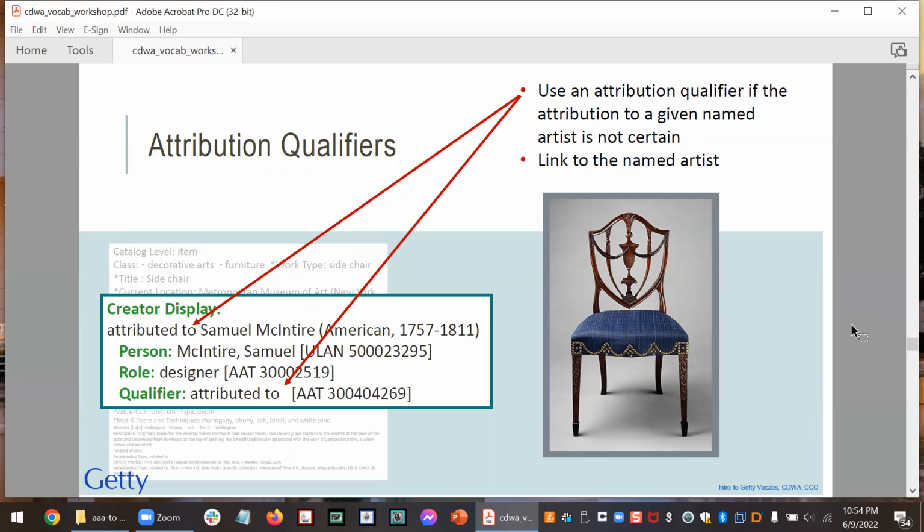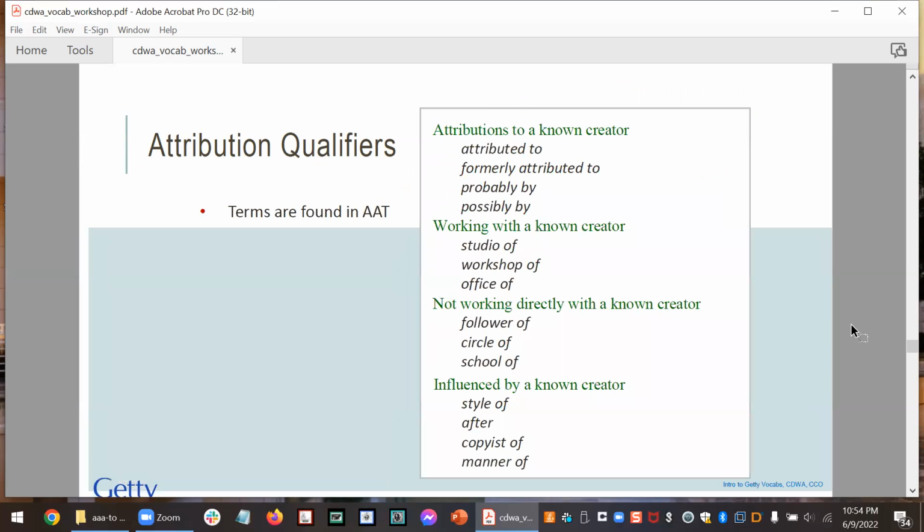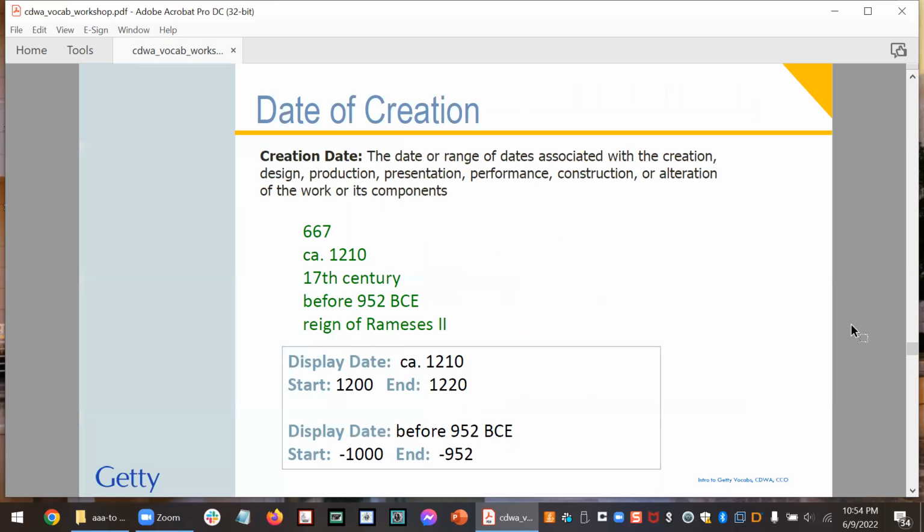Now we advise do not enter in your authority a name, quote, attributed to Samuel McIntyre. Instead, link to Samuel McIntyre in ULAN or your authority, and then add the qualifier as a separate field, attributed to, and here it's controlled by the AAT. And we do have a list of attribution qualifiers online. These are coming from the AAT.